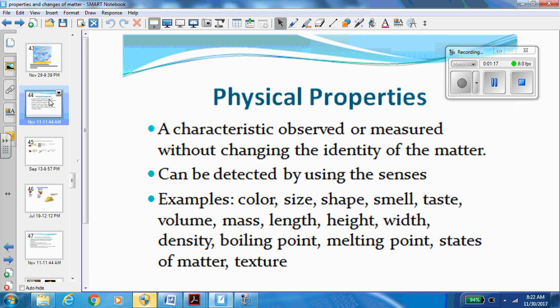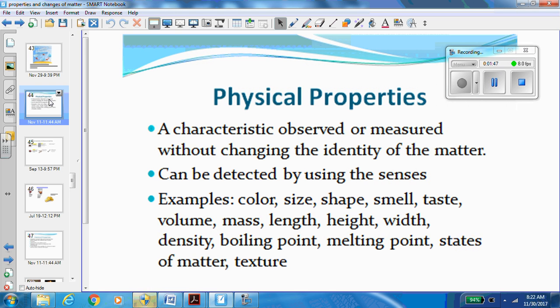They can be detected by using your senses. Some examples of some physical properties are listed here. The color, size, shape, smell, taste. Those are some examples of some physical properties that we could observe by using our five senses. You also have physical properties that can be measured, such as volume, mass, length, height, width, density, boiling point, melting point. Those are also some physical properties. So any kind of measurement that you take for matter can be considered a physical property.